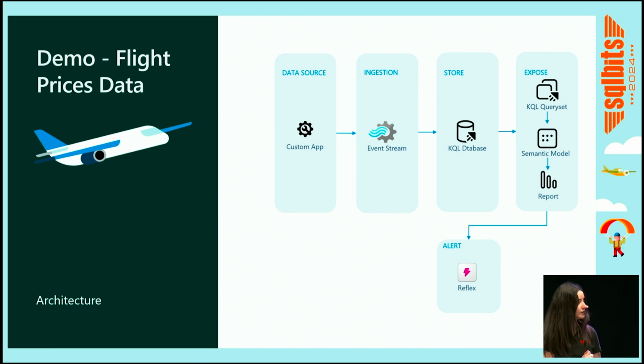As a data source, we have a custom app. So we built a script that gets data from a flight prices API that gives us the flight prices in real time updates. Then for ingestion, we use the same piece, the event stream. For storage, instead of putting it to OneLake, we put it to KQL database. And then using a KQL query set, we do some transformation on that data to be able to then build a semantic model. The semantic model in this case will be using the direct query mode.